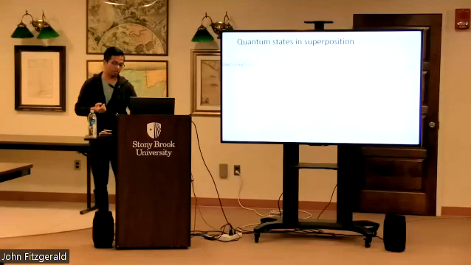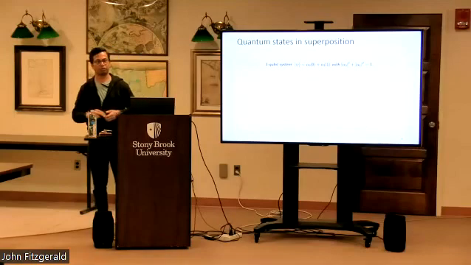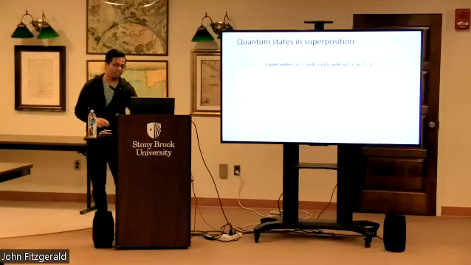Okay, so that's why we are doing alpha 0 square plus alpha 1 square. We want that to be 1. If it were normal probability, we would want alpha 0 plus alpha 1 to be 1. Okay, now let's say a 2 qubit system.